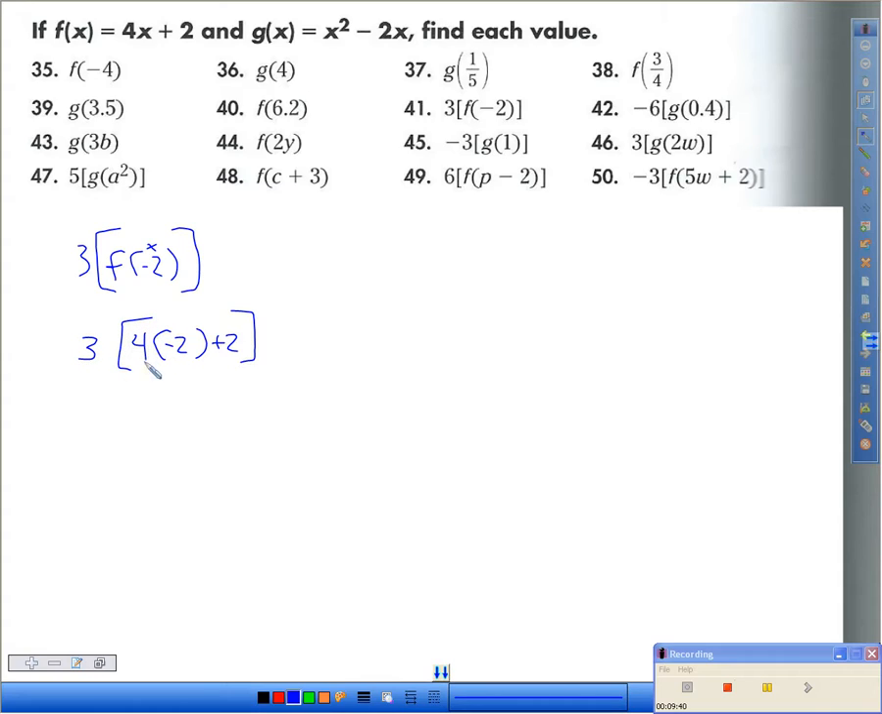So we're going to handle everything inside the brackets first. So 4 times negative 2 is negative 8. Negative 8 plus 2, when we simplify that, is going to give us negative 6. And then we know that we still need to multiply by that 3 on the outside. So when we simplify that, we get negative 18. So we would say in that function, 3 times f of negative 2 is equal to negative 18.